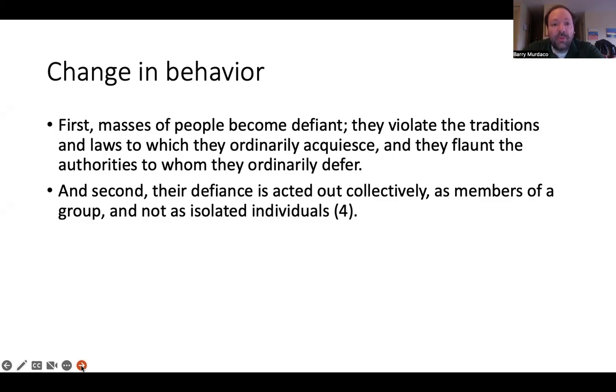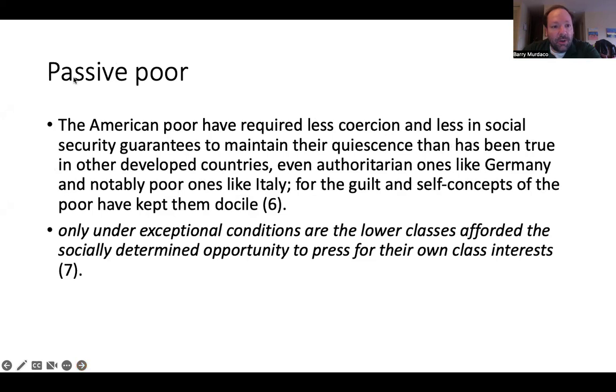So basically, a social movement forms when masses of people become defiant. They violate the traditions and laws to which they ordinarily acquiesce, and they flout the authorities to whom they ordinarily defer. And second, their defiance is acted out collectively as members of a group and not as isolated individual people. So you have people who are acting in a defiant fashion, but again, people also acting as a group, not just an individual actor. An individual person can obviously be quite defiant also, but just individual acts of defiance obviously do not constitute a social movement. It's only when these acts of defiance are acted out by basically a large group of people.